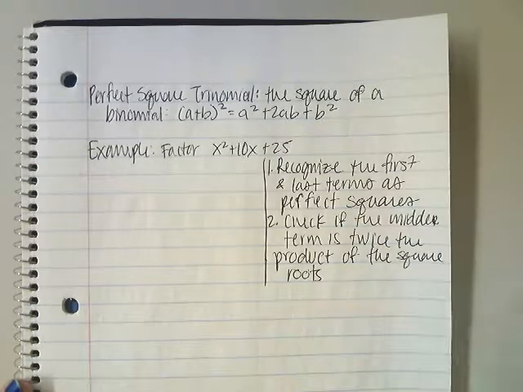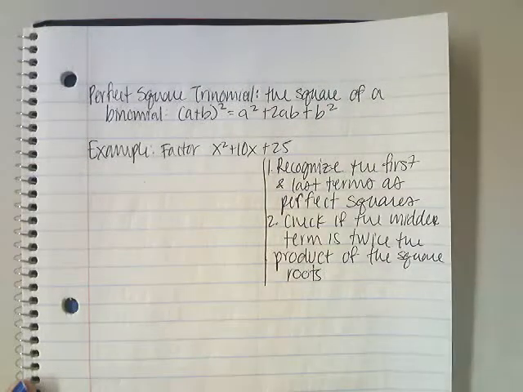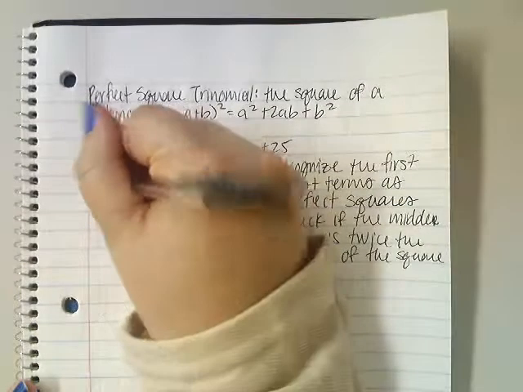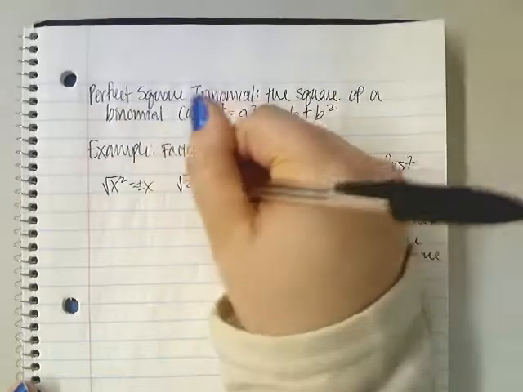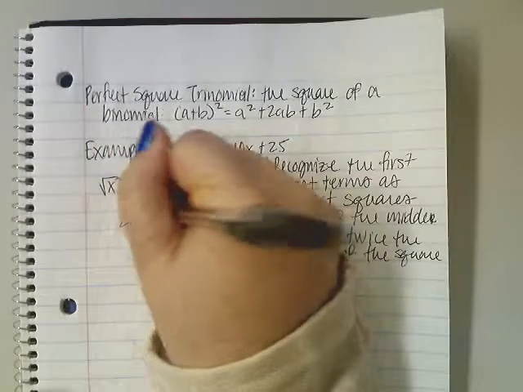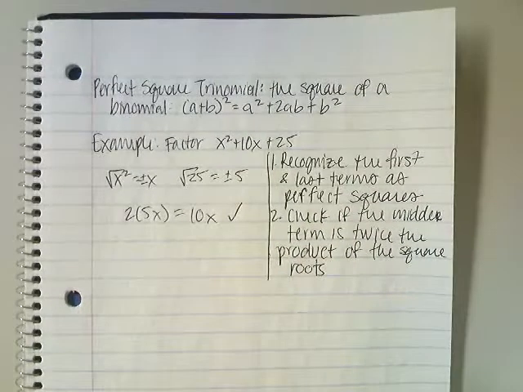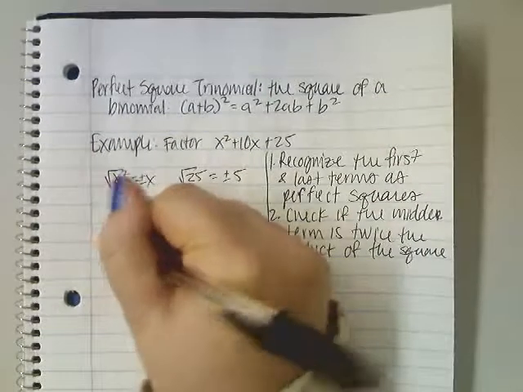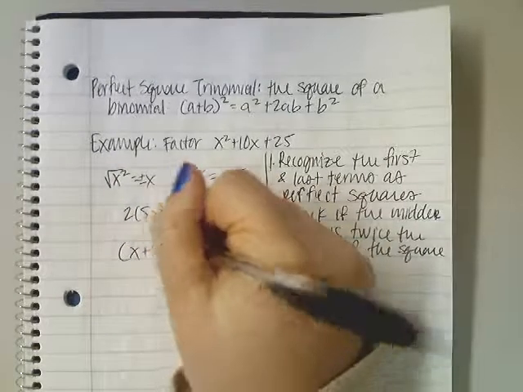And the more you practice this, the easier it'll get. So I know x squared is a perfect square. I know 25 is a perfect square. I know the square root of x squared is x, or plus or minus x. The square root of 25 is plus or minus 5. I know 2 times 5x is 10x, which matches my b term. So then I can just rewrite it as x plus 5, so (x + 5) squared.